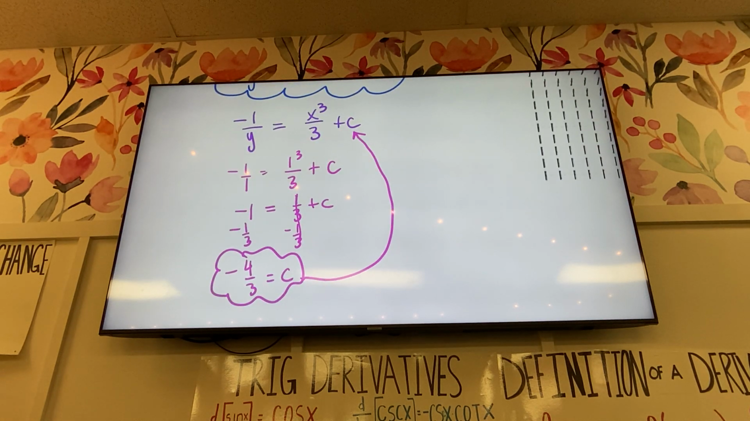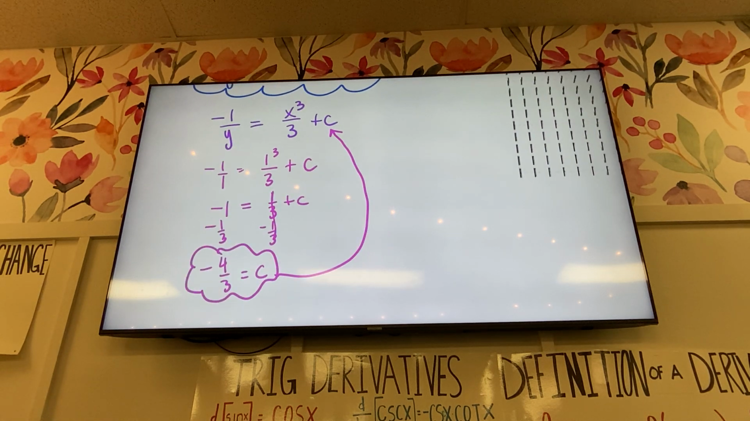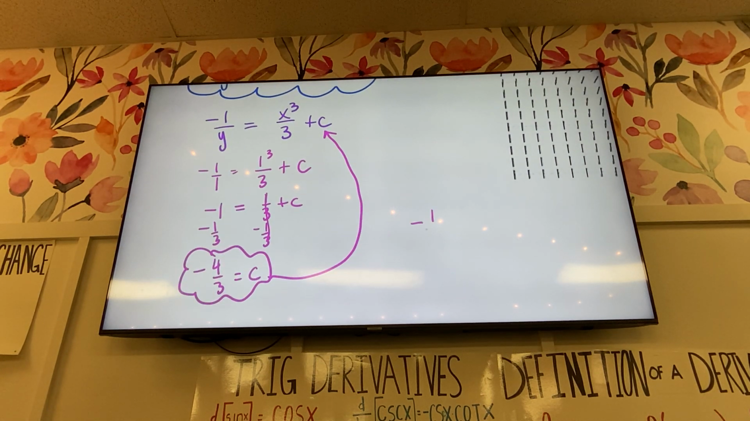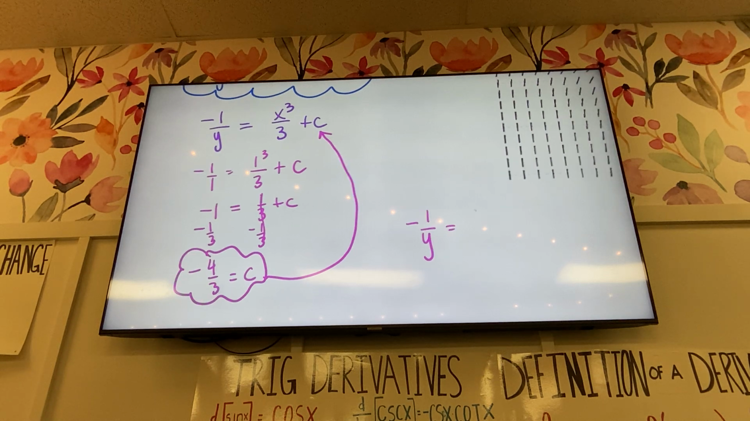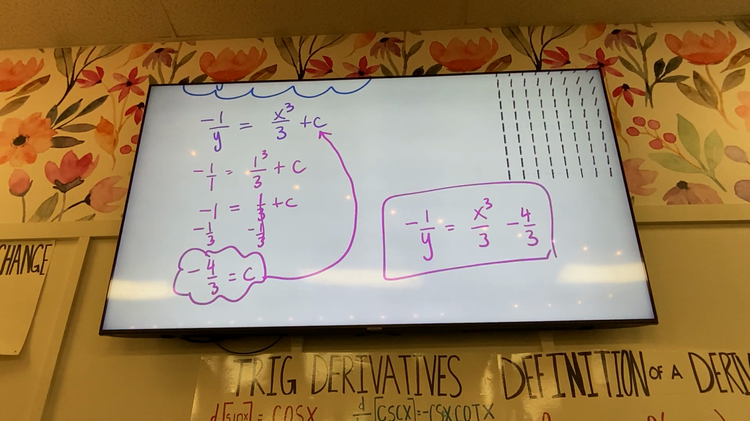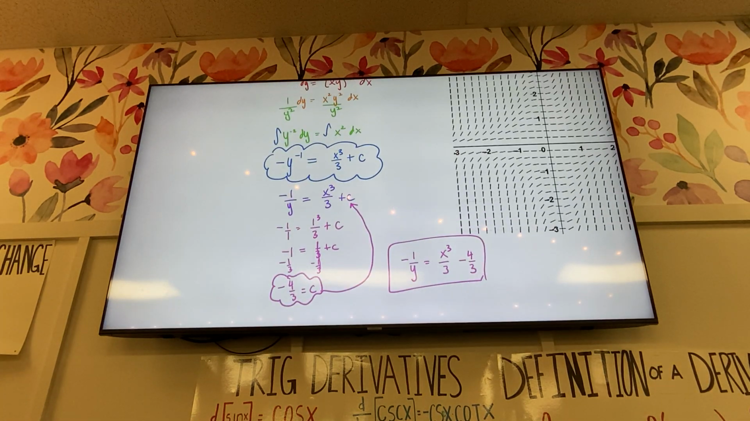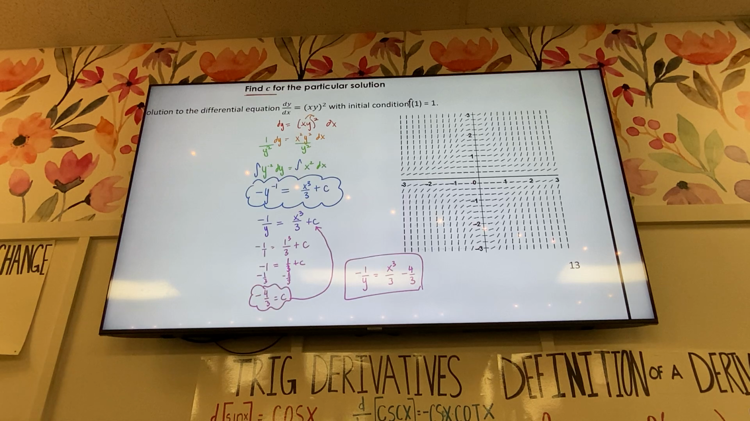Okay. So I'm going to plug this back in here. So my final answer is negative 1 over y equals x cubed over 3 minus 4/3. It didn't say to solve for y, so I didn't have to solve for y. Wait, so what's the point of the graph? The graph is just to see the shape of this function. Other than that, you don't need the point.